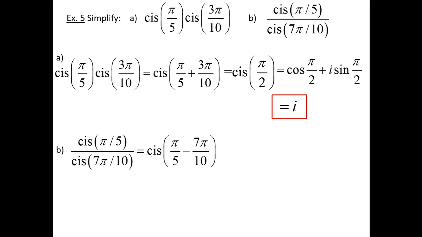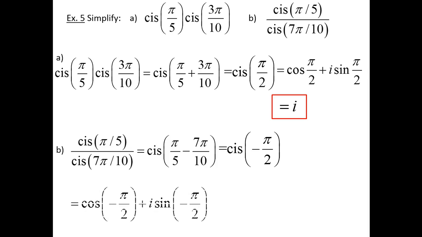Cis of pi over 5 over cis of 7 pi over 10 we can write as cis of the difference between those two, cis of negative pi over 2. And then expanding that back into Cartesian form, we get negative i.